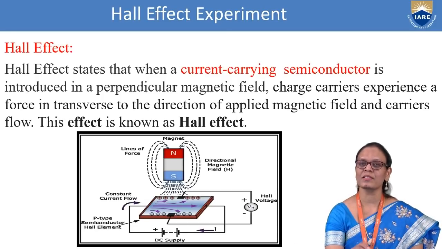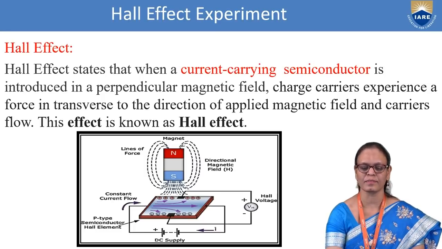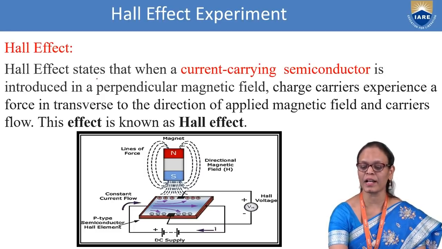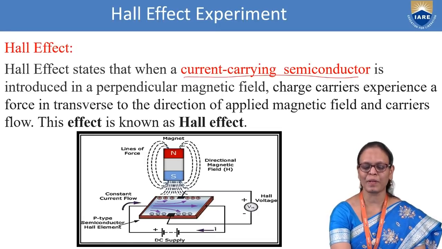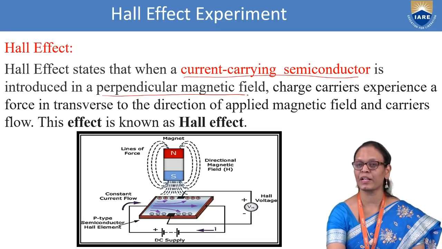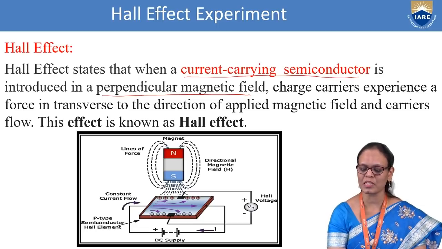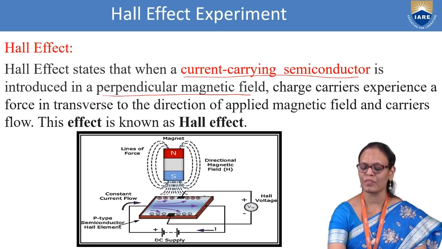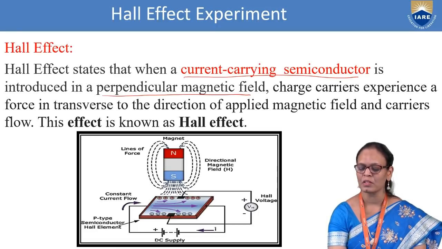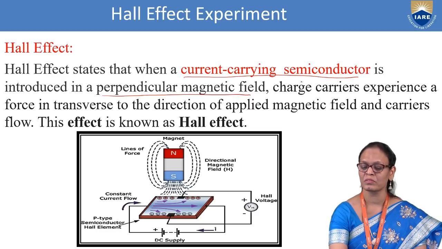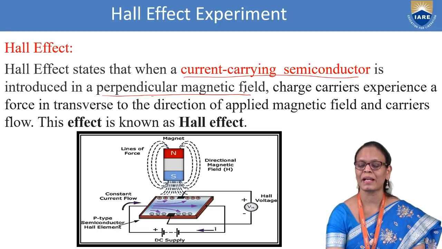Now, let us see what the Hall effect is. Before you do the experiment, you should clearly understand what the Hall effect is. Hall effect says that when a current carrying semiconductor is placed perpendicular to the magnetic field, that is what we have shown. Suppose this is the specimen we have. You are allowing the current to flow through it like this, and we are applying the magnetic field perpendicular to the flow of current. So, this is how the magnetic field is. The current carrying conductor is introduced perpendicular to the magnetic field.